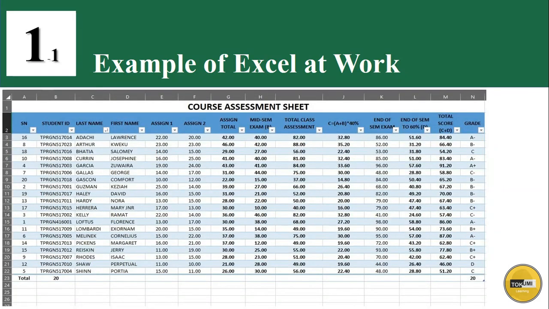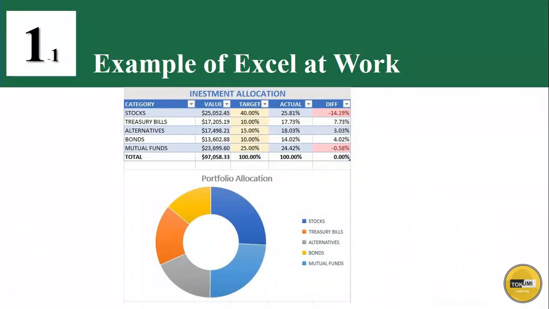Here are examples of Excel at work. There's a course sheet. We have the name of the students and the exam mark and then the grade, good for teachers. And then there is an investment allocation graph, and this is an example of the dashboard.